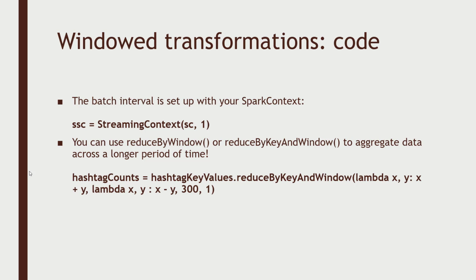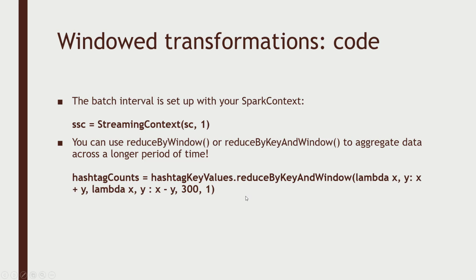What do window transformations look like in code? Well, in Python, it would look like this. So in addition to a Spark context, in Spark Streaming, you set up a streaming context as well. So you just create a streaming context based on your Spark context, and that second parameter is your batch interval. So this would mean I want to create a streaming context based on a given Spark context with a batch interval of 1.